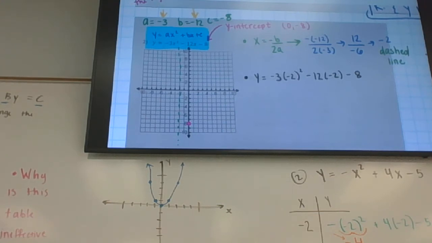Let me see. Let me do the math really quick. If the vertex is 4, so this is -3 times 4 plus 24 minus 3. Yep, 4.